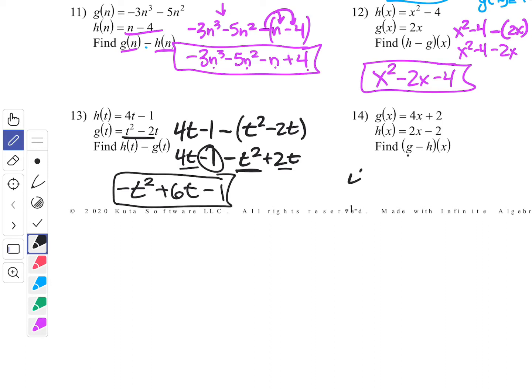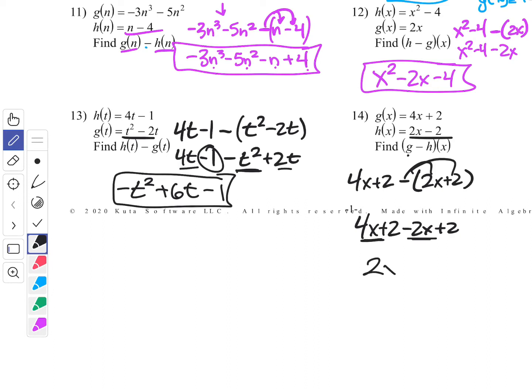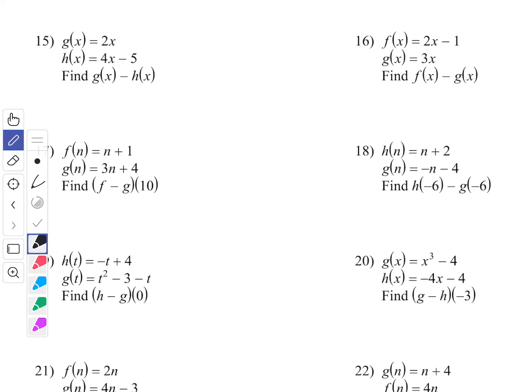Okay, 14, same idea. 4x plus 2 minus, I'll put it in parentheses, (2x minus 2). So it's 4x plus 2 minus 2x plus 2, right? Because that negative applies to both and changes a negative to a positive. 4x minus 2x is 2x. 2 plus 2 is positive 4. And there's my new function. So when we're dealing with subtraction, that's kind of the major difference there, right?